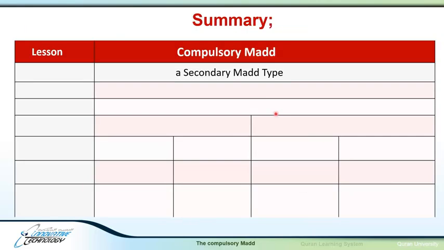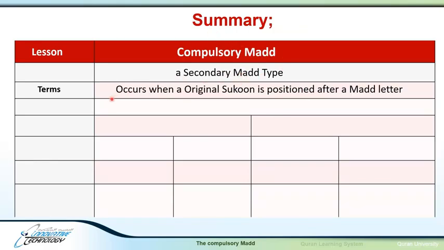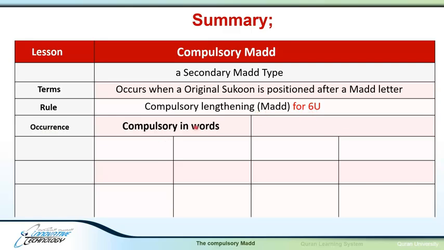Now we can summarize what we have learned in this lesson in one page. We have learned that the compulsory mad is a type of secondary mad, and it happens when the original sukoon is positioned after a mad letter. The rule is compulsory elongation or lengthening of the vowel for 6 units. And it is divided into two types based on occurrence: compulsory in words and compulsory in letters, where each is further divided into two types, heavy and light.